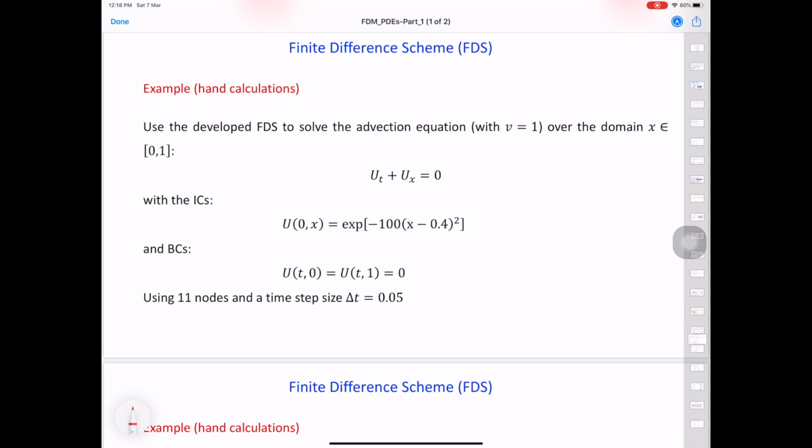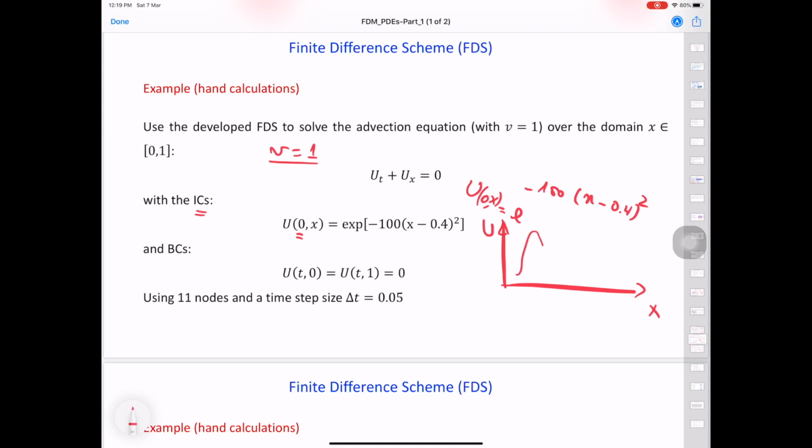Now let's go to assign some practical numerical values to the velocity and the initial conditions and boundary conditions. So we assume that the velocity is equal to 1, and we assume that the solution at any point in space at time t equal to 0, which is the initial condition, is equal to exponential of minus 100 times (x minus 0.4) squared. So this will be the position or the concentration at time t equal to 0 at any point. If you plot this, with x on this axis and u on this axis, you get something like this.